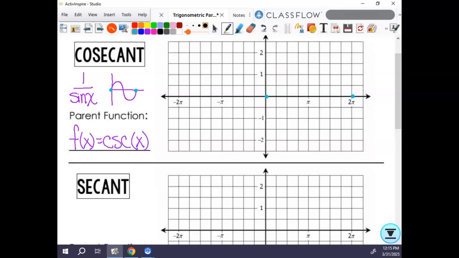Then I have another point halfway between the two at pi. Okay, so there are 3 of my important points for sine. Halfway between 0 and pi, I'm up here at 1. So at pi halves, I'm going to plot a point at 1. And then halfway between pi and 2 pi, I'm down here at -1. Okay, so I've got those 5 points.